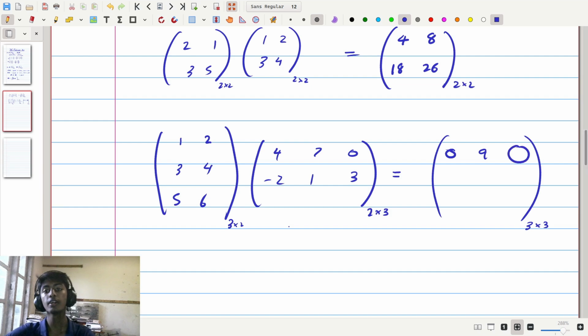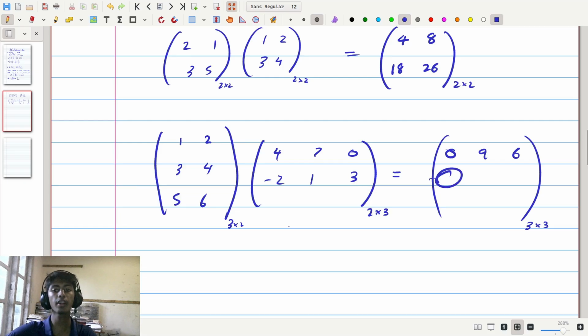Considering the next element, this is the first row, third column, which is going to be i equals 1, j equals 3. And therefore we have the first row in the first matrix and the third column in the second matrix. Considering this, we have 1 times 0, which is 0, plus 2 times 3, which is 6, and therefore the element here is 0 plus 6, which is 6.